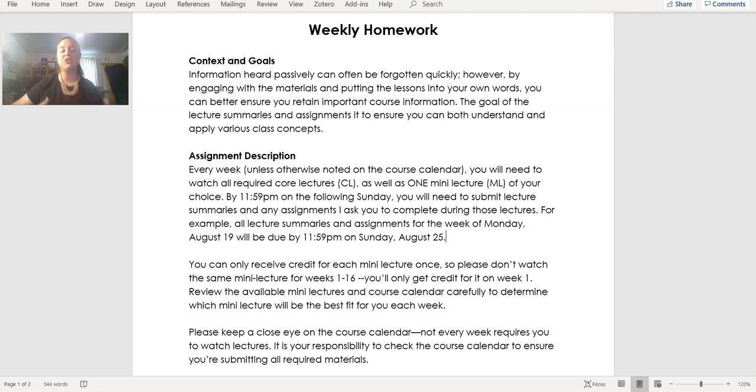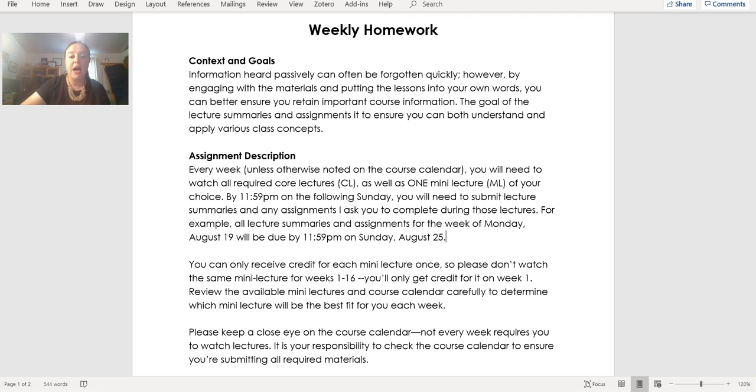So mini lectures are your ways of saying, okay, there are other things of writing aside from what we're looking at in the core lectures that I want to improve on or that I think will make me a more effective writer. So this is your way through the mini lectures of sort of designing your own curriculum in a way that will help you become a better writer based off of what you're comfortable with and what you'd like to learn more about.